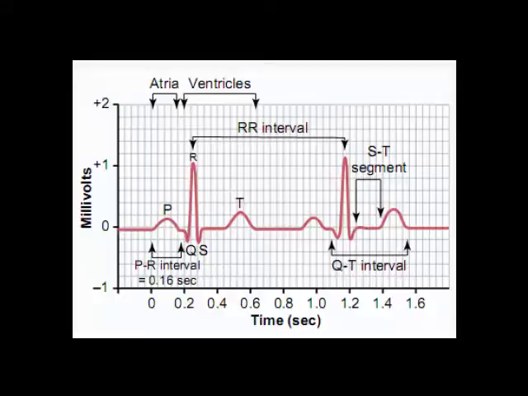There is also a PQ segment, which is the delayed conduction in the atrioventricular node. So it takes time for the conduction to reach from the atrium to the ventricles. This delayed conduction is the PQ segment.